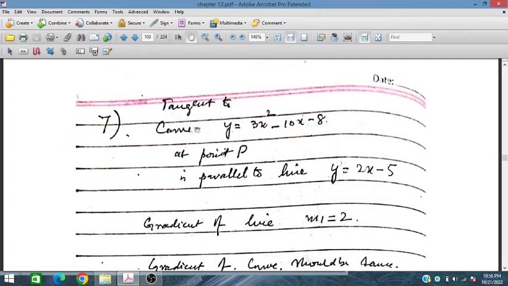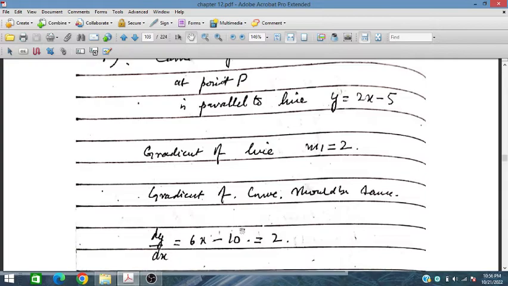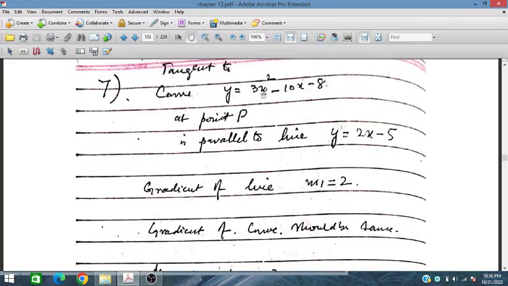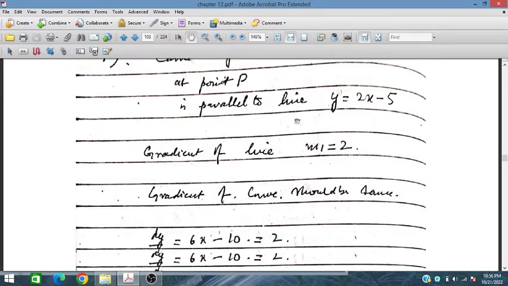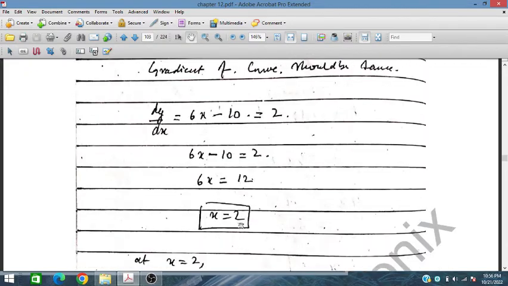The tangent to the curve y is equal to 3x^2 minus 10x minus 8 at point P is parallel to this line. The gradient of this line is m2, and since the tangent is parallel to the line, they have the same gradient. So the gradient of the curve, obtained as 6x minus 10, should be the same as this one. So 6x minus 10 is equal to 2, so 6x is equal to 12, x is equal to 2.